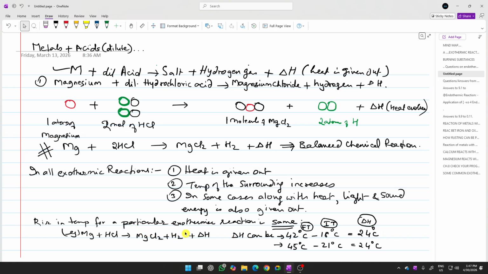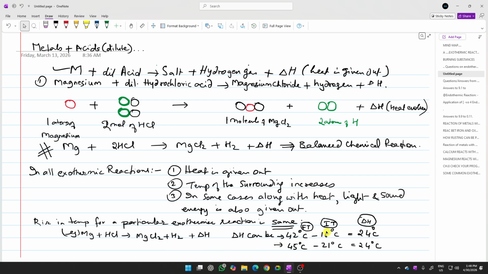Rise in temperature for a particular exothermic reaction is the same. Now this is a very important statement. For a particular exothermic reaction, for example, if you take this particular reaction, magnesium reacting with hydrochloric acid giving you magnesium chloride and hydrogen, this is an exothermic reaction. Now in this particular exothermic reaction, irrespective of the initial temperature and the final temperature, the rise in temperature will always be the same.